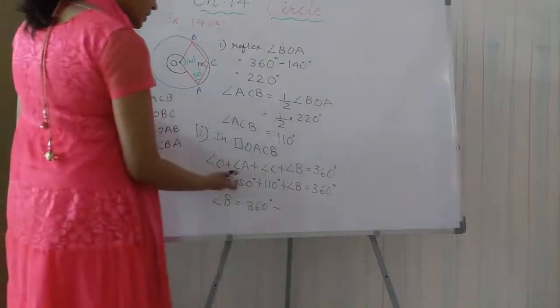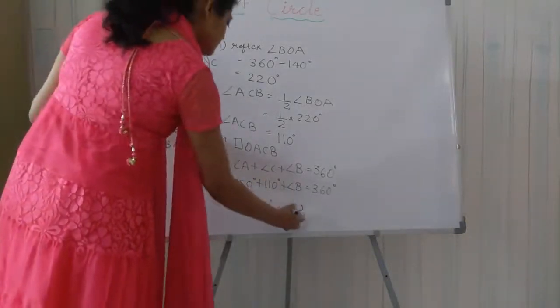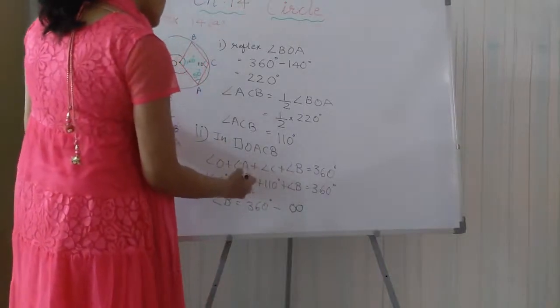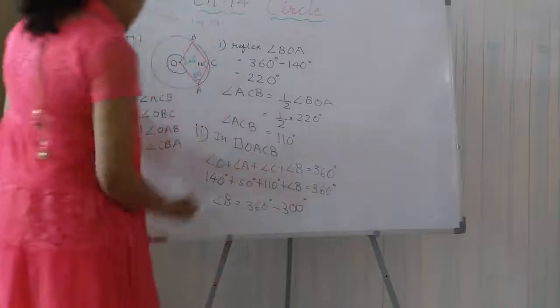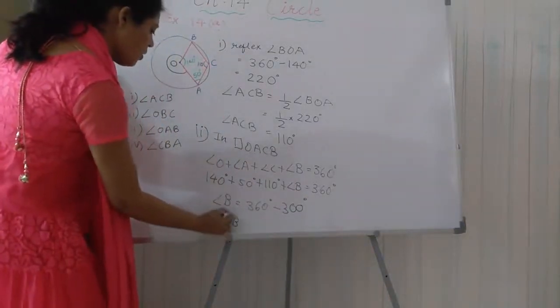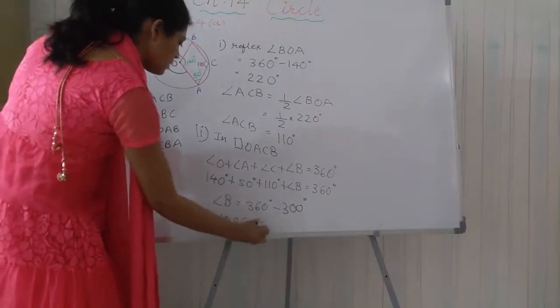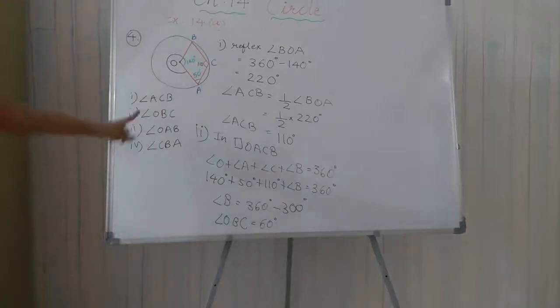The addition is 300. So we get angle OBC, this is angle OBC is equal to 60 degrees. This is the second angle we have found, which we want to find out as given in the question.